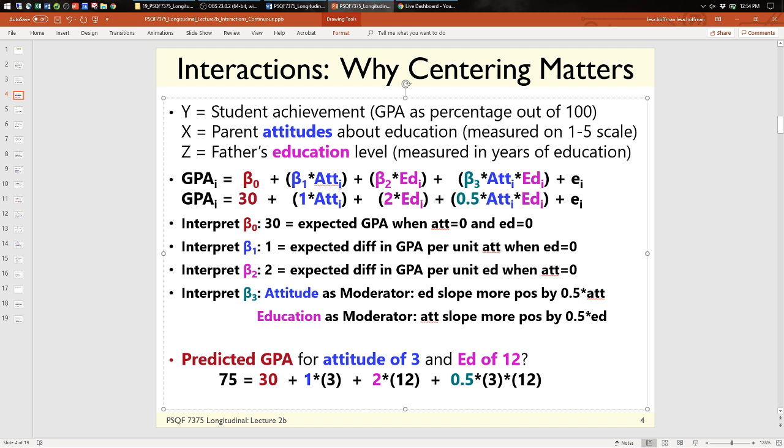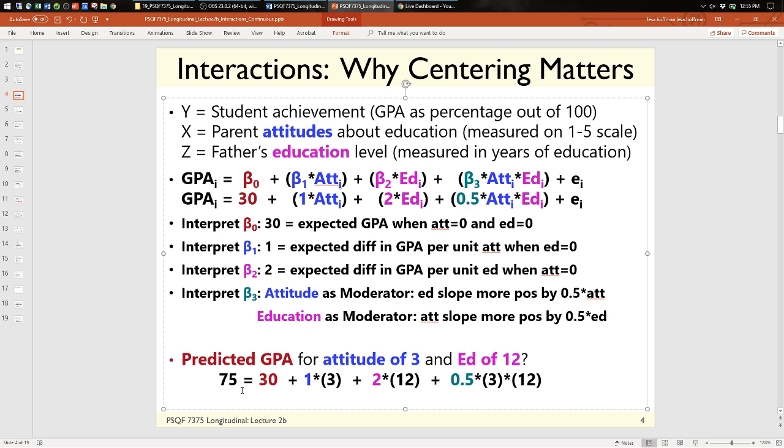So what two-way interactions do is they change the main effects. They make them more positive, less positive, more negative, or less negative, depending on how they are to start with. So I can calculate for any level of attitude and education what the expected main effect is of the other variable. And I can calculate the predicted GPA for any kind of person.